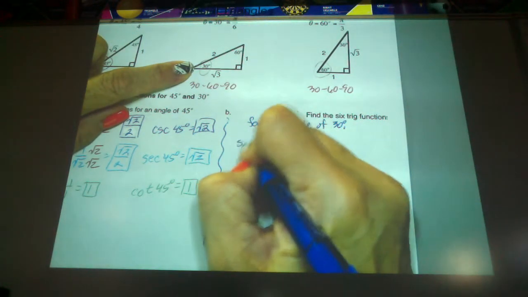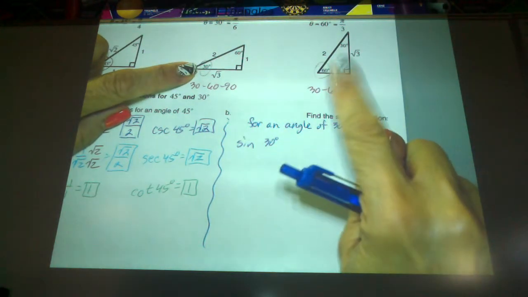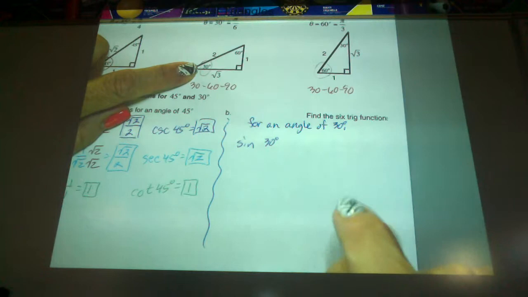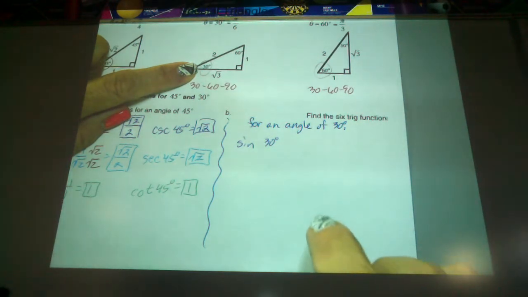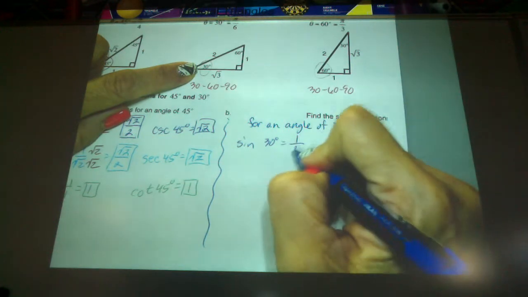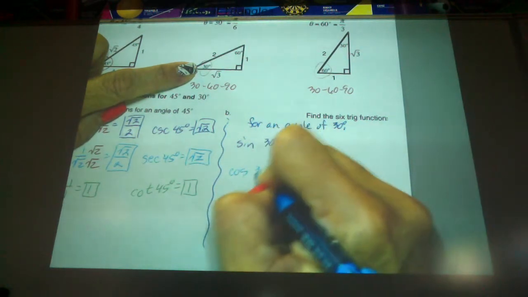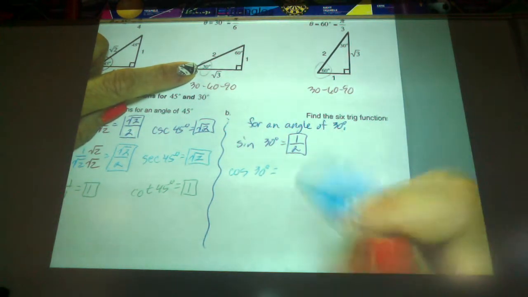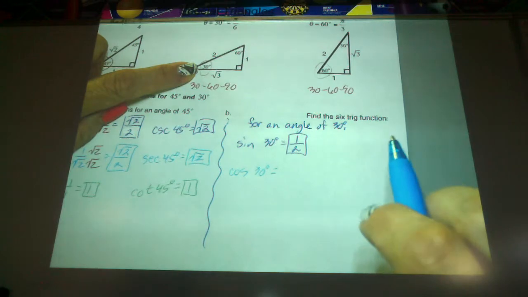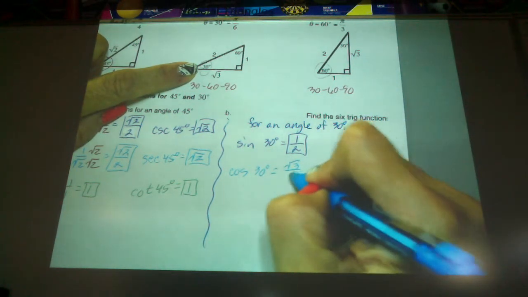So we've got sine, and we're doing 30. So I like to look at this triangle, not this one. So 30, SOH CAH TOA. What's opposite to 30? 1, and hypotenuse is 2. So no rationalizing needed. And then cosine of 30 degrees. Adjacent is what? Radical 3 over 2.